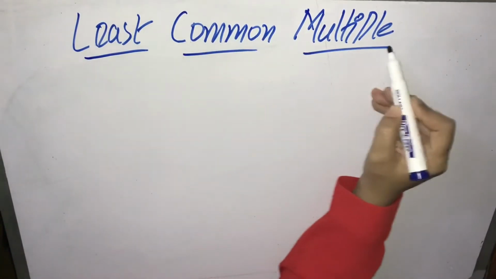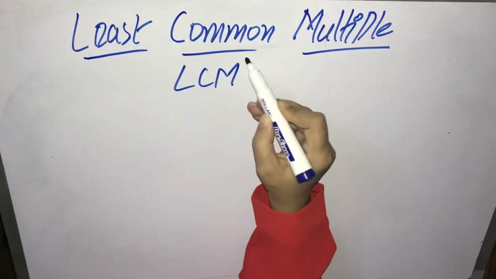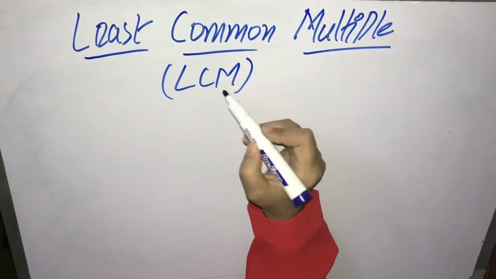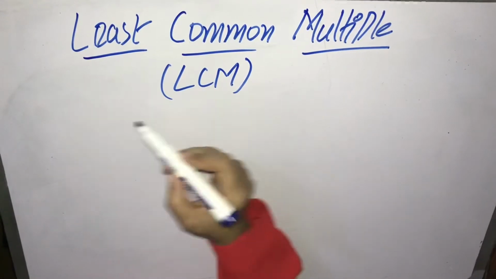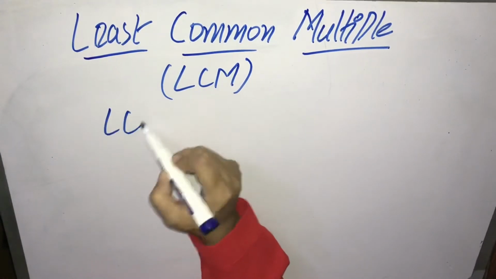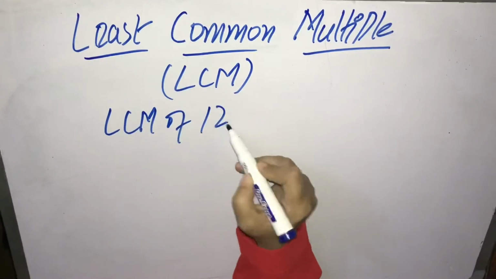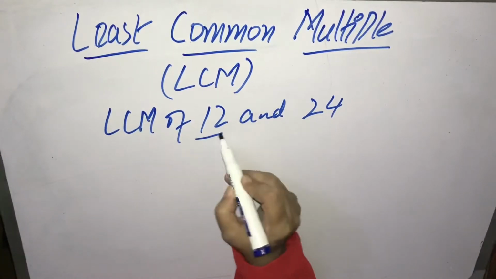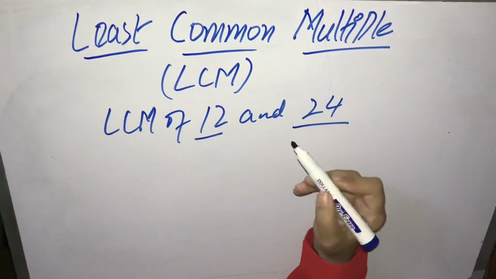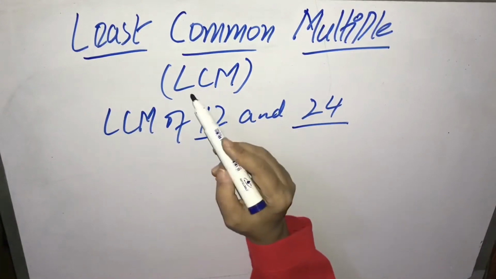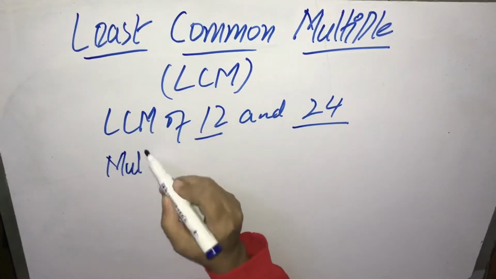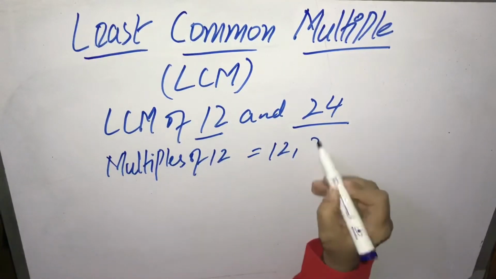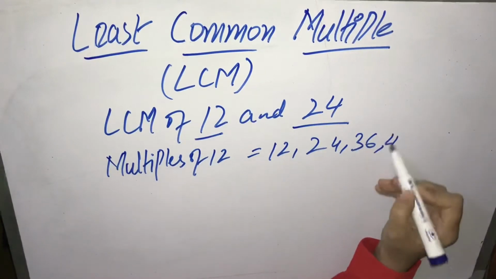The least common multiple, known as LCM, is the lowest or smallest common multiple between two or three numbers. For example, if we take the LCM of 12 and 24, first we shall take the multiples of 12 and 24, then we will find their common multiple, which is smallest possible. A few multiples of 12, starting with 12, are 24, 36, 48 and so on.